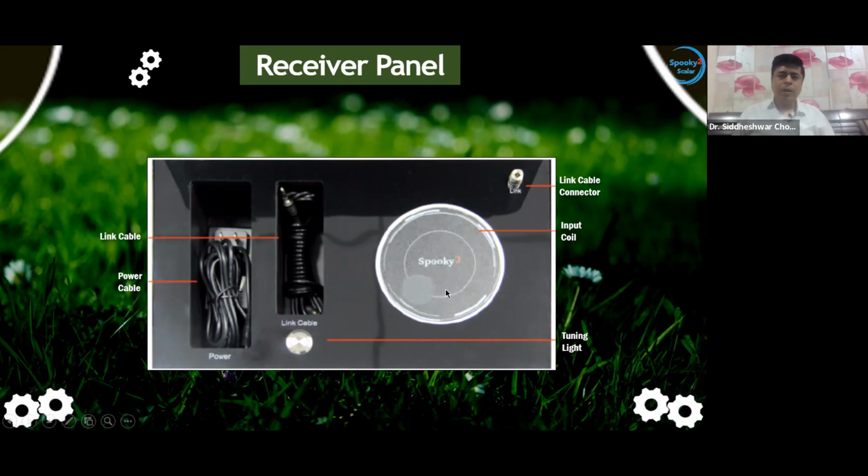Now this is called the input coil for the reason I've already told you. And this is called the link cable connector, the one which joins the transmitter and receiver. Now this is called the tuning light for the receiver panel. If you press it, you will see it's a ring LED. You will see a red light glowing in the translucent section of this button. So the receiver is very simple, nothing to be confused about.